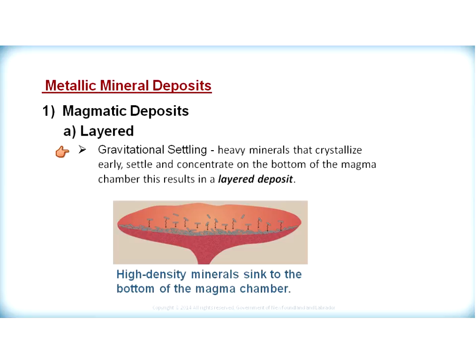So in your diagram below, again, we see the heavier, more dense crystals, such as minerals rich in platinum and minerals rich in nickel, and in this case it will be Voisey's Bay, where we get the nickel deposits. The high-density minerals sink to the bottom of the magma chamber, forming a layered deposit.